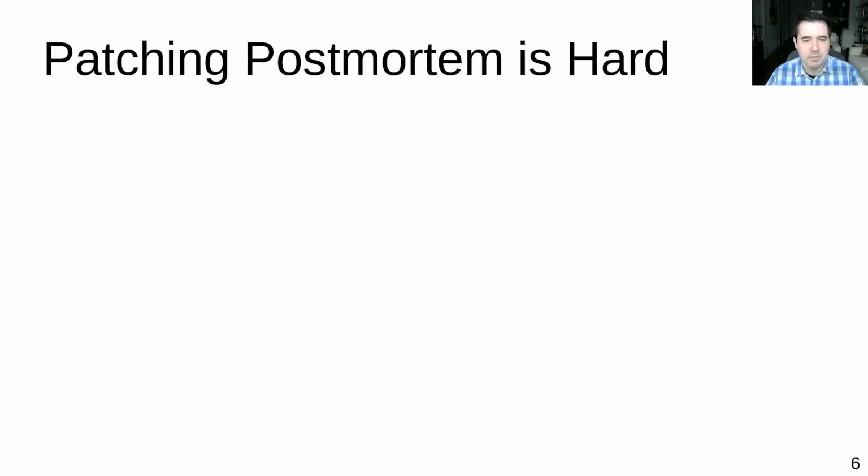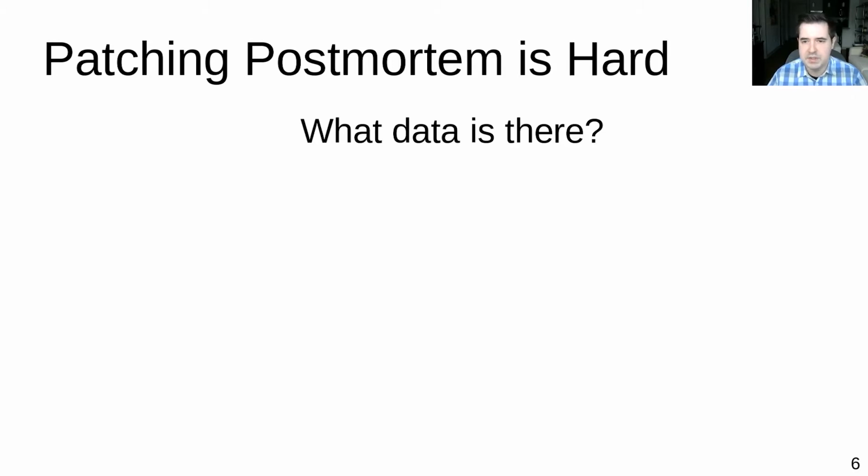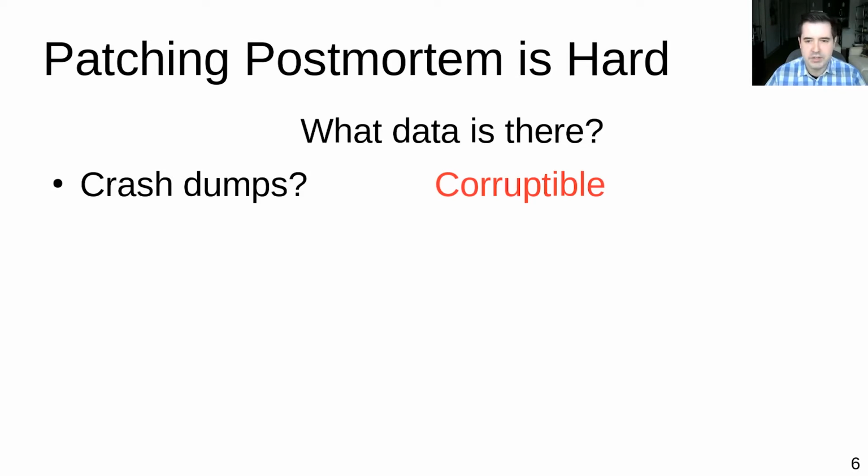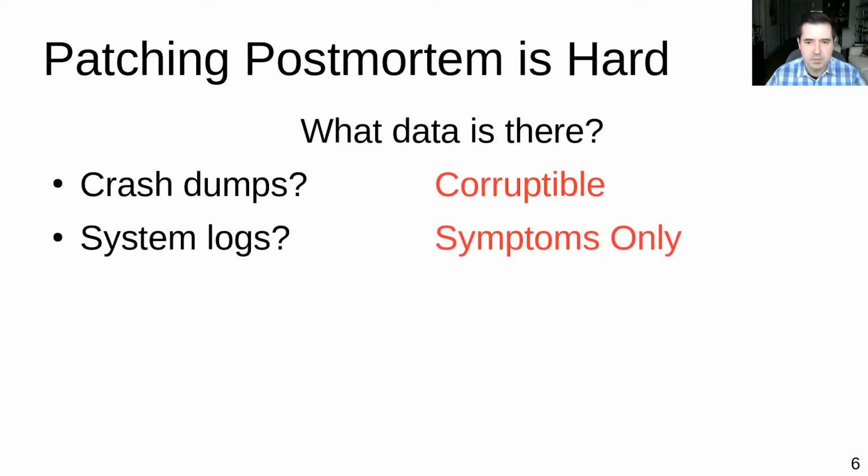Unfortunately, patching bugs post-mortem is a hard problem, and the reason is because the data available on production systems is limited. For example, if we look at crash dumps, they can be corrupted by bugs like overflows that overwrite useful values with junk data. System logs are useful for showing how the program interacts with the rest of the system, but doesn't tell us anything about what's going on internally.